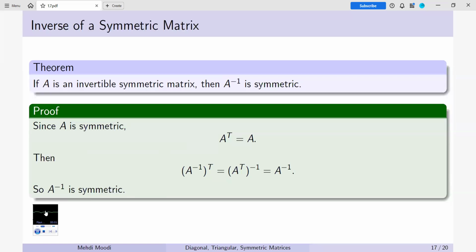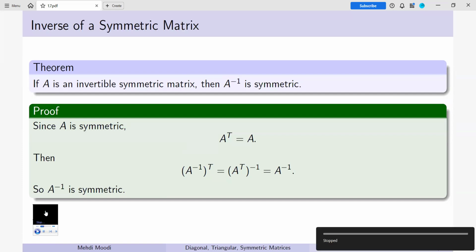If a symmetric matrix is invertible, its inverse is also symmetric. This follows from the transpose rule for inverses. The symmetry survives inversion.